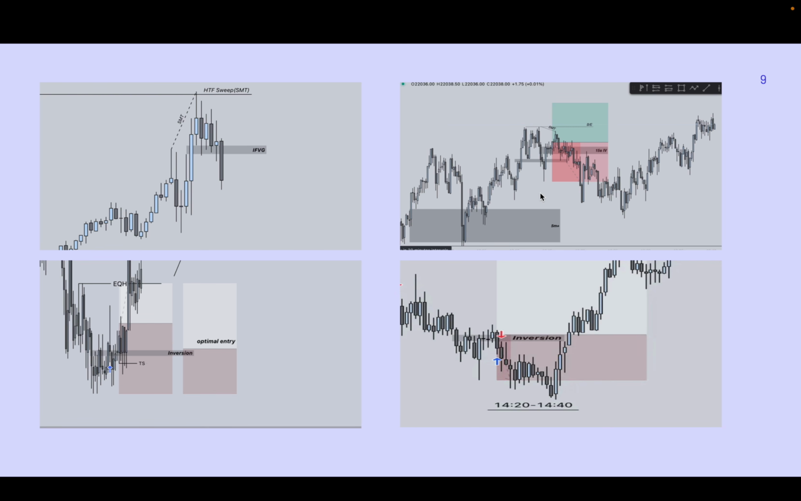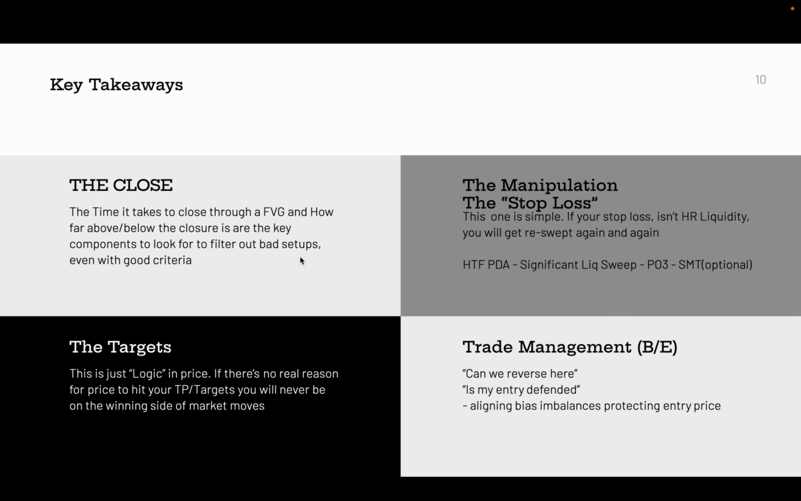Look at this, right? All of these setups closed through the gap, but the speed and how we closed through them were atrocious, and that's why they lost. It's so important to consider the close whenever you take these inversion setups. Please do not just pattern trade the close.